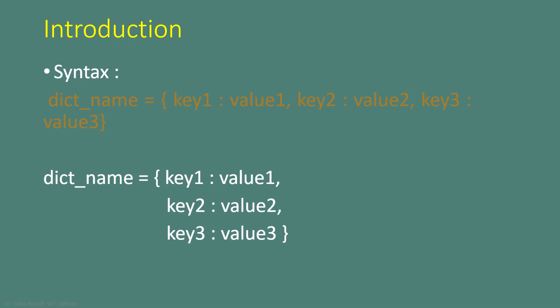We can also write the dictionary in a structured way like this. Dict name is equal to key1 value 1, and in the next line we can write key2 value 2, and in the next line key3 value 3, and so on.